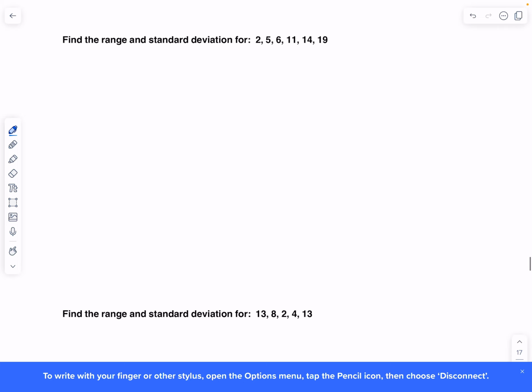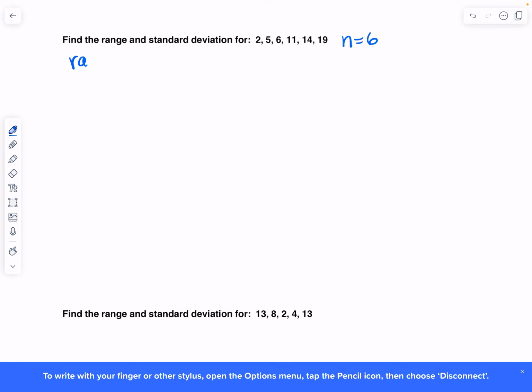So let's look at the range and standard deviation for the following data set. Before we do anything, I'm going to find n. N is 1, 2, 3, 4, 5, 6. So n equals 6. So I have 6 data values, okay?